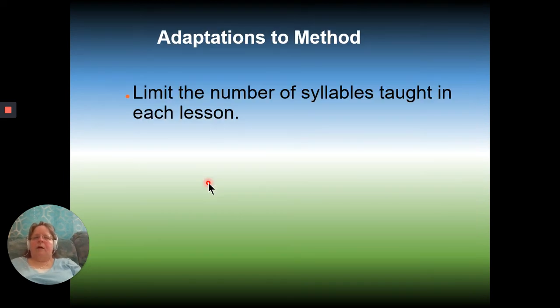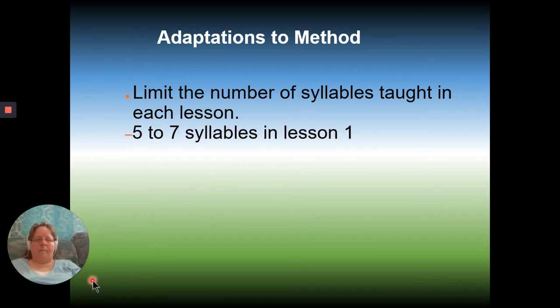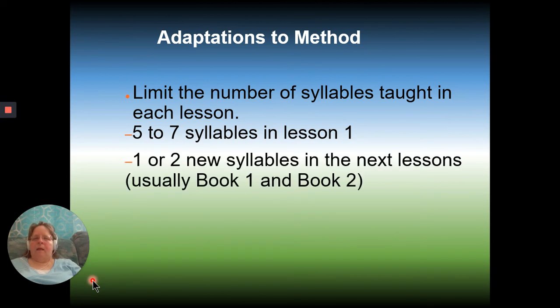So, the other adaptations to the method that we've been working with. We'll have 5 to 7 syllables in lesson 1, not letters, but syllables. And we will teach 1 or 2 new syllables in each of the next lessons through book 2. Remember, that takes us through all of our created stories. So we want to teach the majority of the most common.